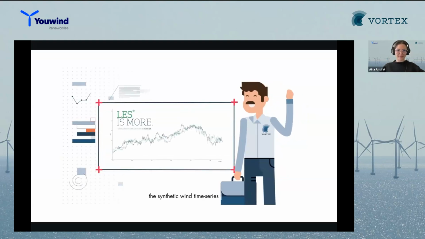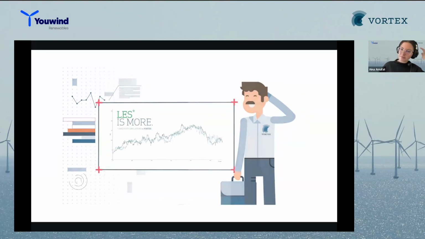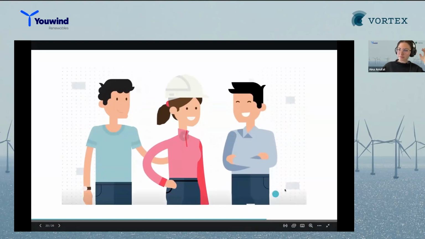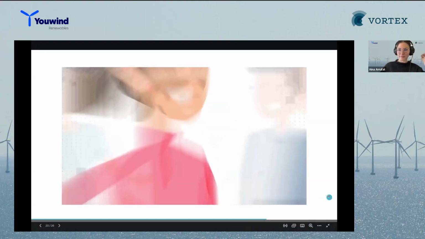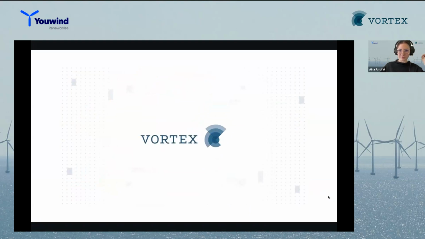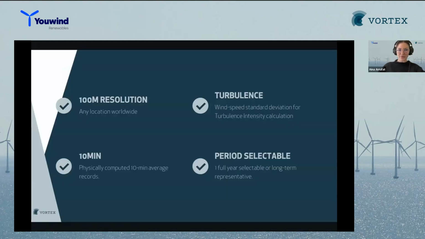Vortex LES, the synthetic wind time series closest to real-world measurements on the market. The main important thing about this time series called LES is that it's microscale, so 100 meters resolution, any location worldwide. It's 10 minutes resolution, physically computed 10-minute average records. And then it's the turbulence, the wind standard deviation for turbulence intensity calculation. It's included as a variable.